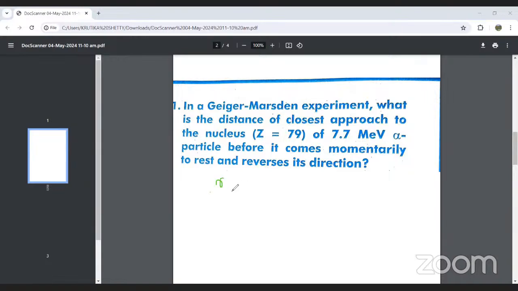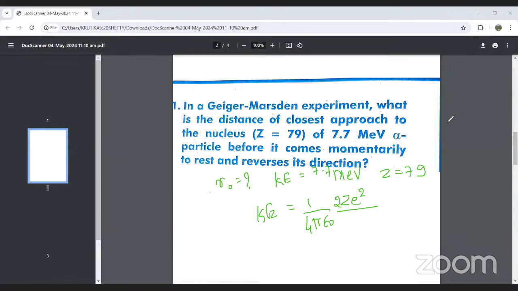Okay. So we need to calculate the value of R naught here, and the energy value is given as 7.7 mega electron volt, and the Z value is given as 79. So now here the kinetic energy is equal to, the formula is 1 by 4 pi epsilon naught Q1 into Q2 divided by R naught. But here instead of Q1, Q2, one is the nucleus. So for the nucleus and for the alpha particle, I'll write total, the value is 2 times of ZE, its square. Okay, so this is the combination of alpha particle and the nucleus.